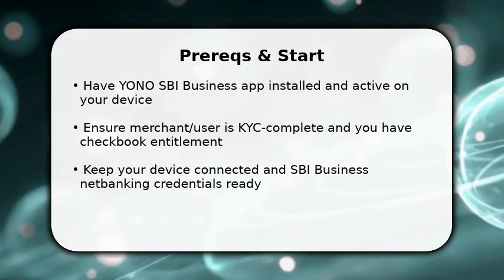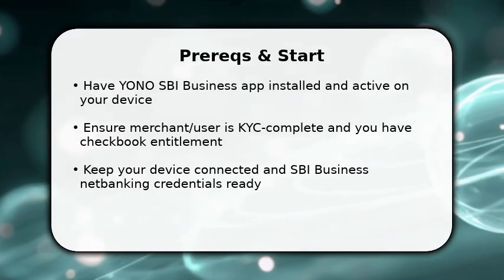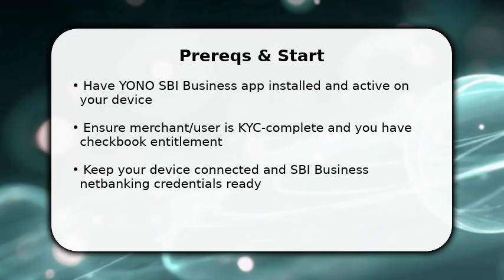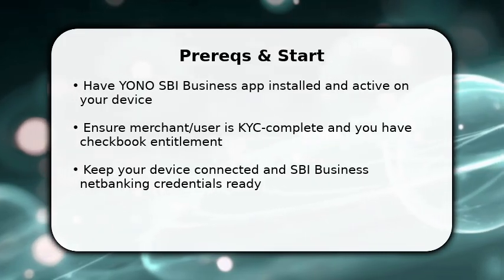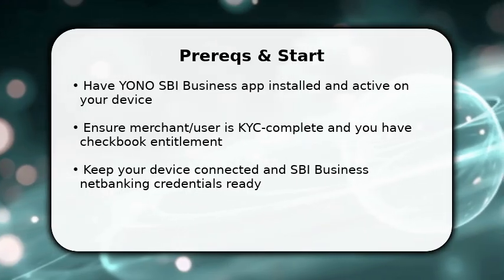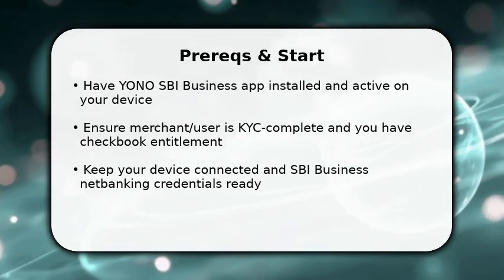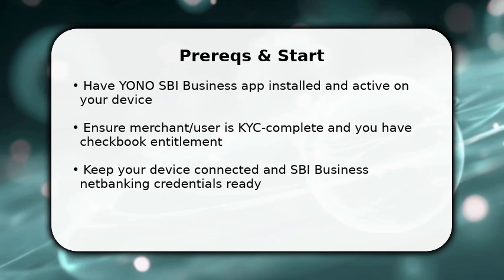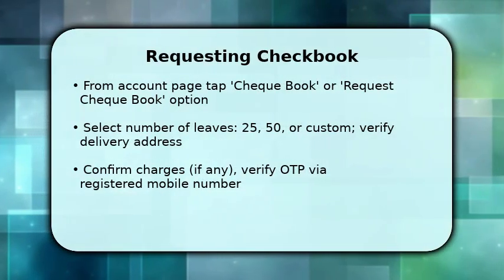Once logged in, tap the Accounts tile and select the current account for which you want a checkbook. This first step locks in the account context and avoids sending the request to the wrong account. Now move directly to Checkbook Request Options in the Account menu. You now choose the checkbook request flow.